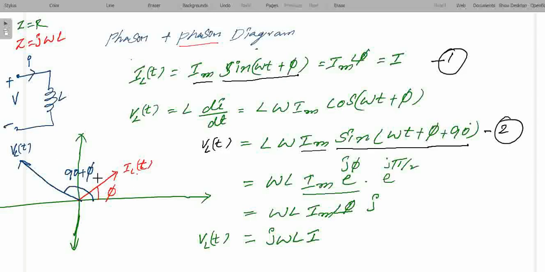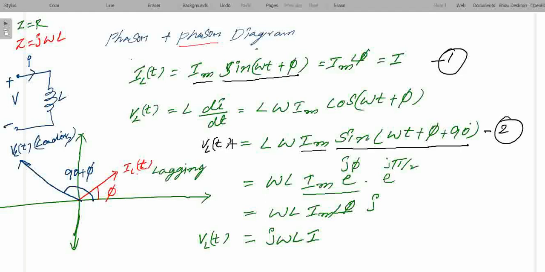From this phasor diagram we can conclude, as I already said, that if anything moves in the anti-clockwise direction, it is said to be leading. If anything moves in the clockwise direction, it is called lagging. Now tell me, with respect to this IL, is this in the anti-clockwise or clockwise direction? Absolutely it is anti-clockwise, so it is leading. And what about with respect to this? It is in the clockwise direction, so it is lagging.